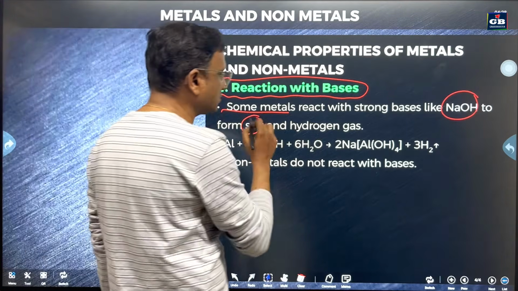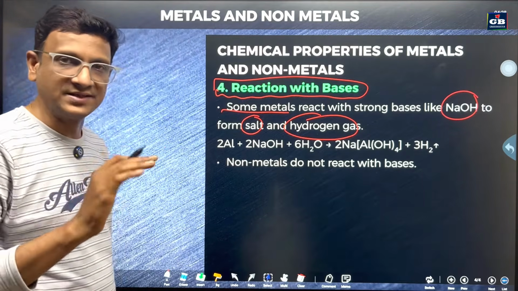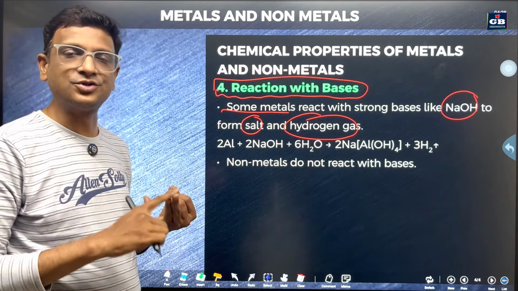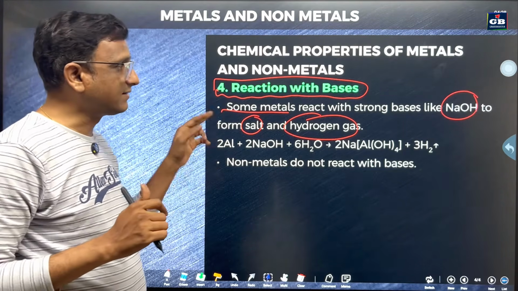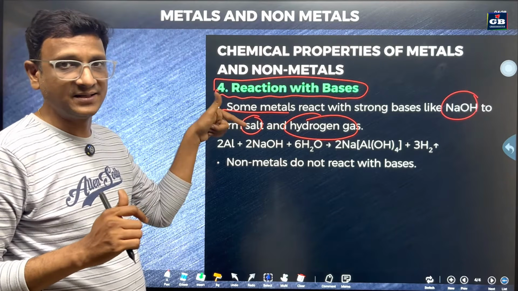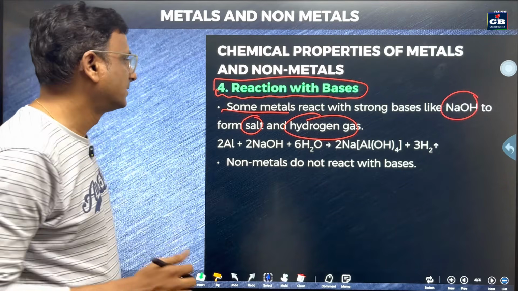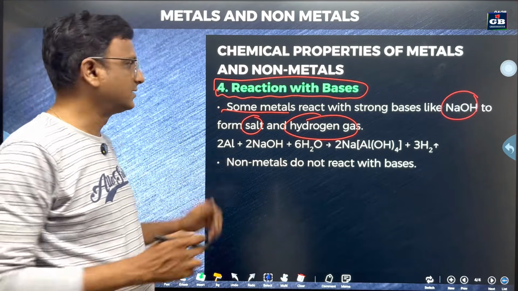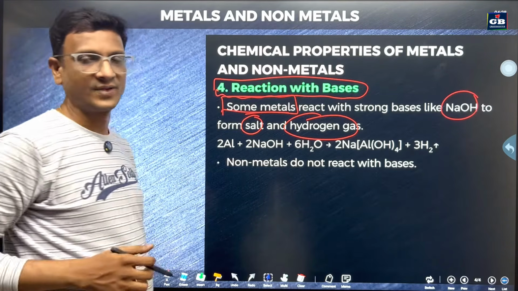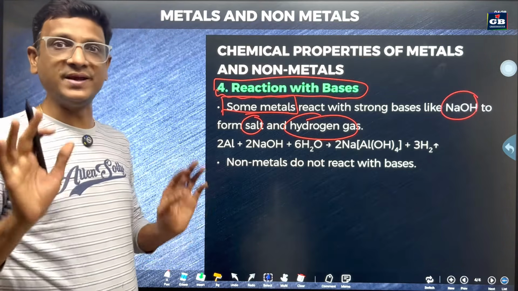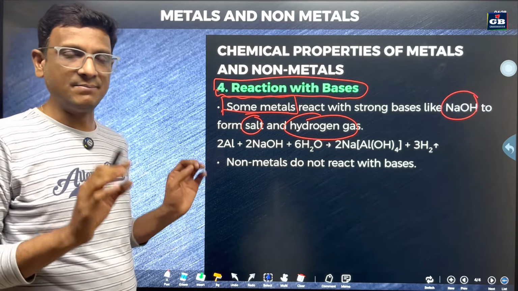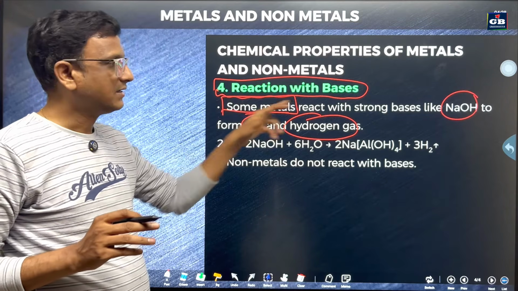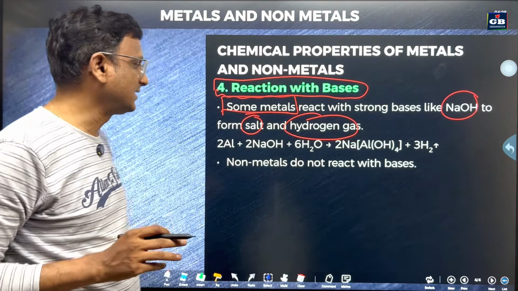So what do they form? They form a salt and hydrogen gas, just like how it happened in acids. In acids, metal reacted with acid and it formed salt and hydrogen gas. Here, metal reacting with a strong base produces salt and hydrogen. But all metals do not react with the bases. That is why it is given that some metals react with strong bases. You have to remember this. Not all metals, some metals react with strong bases like sodium hydroxide.